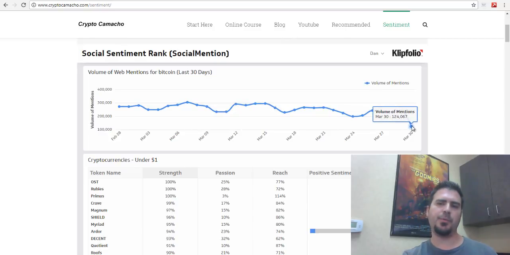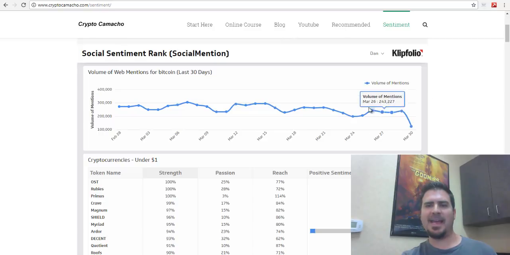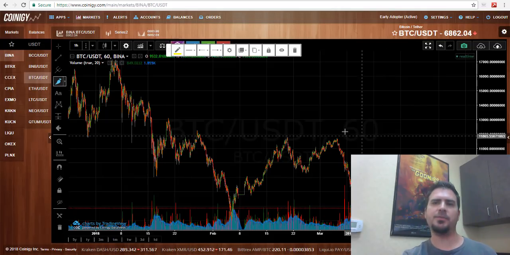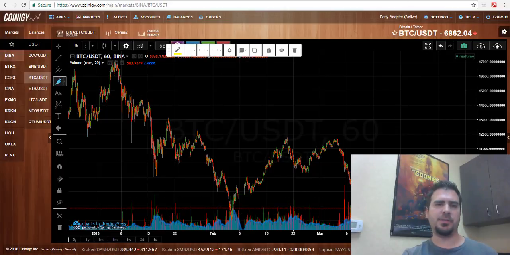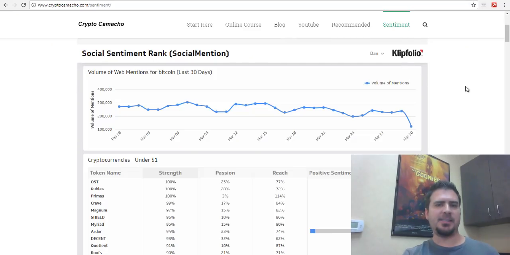The number of mentions went completely down. Today's March 30th, so the mentions will probably go back up in general. But overall, the mentions have been going down, and look at Bitcoin's chart. I mean, it's been going completely down in the last few days, right? So that's one piece of this tool.